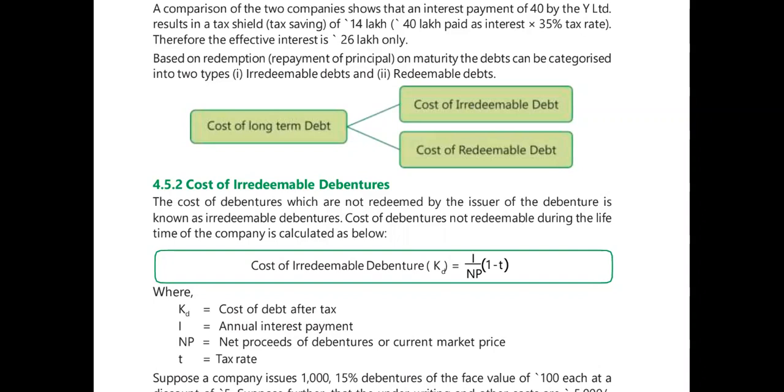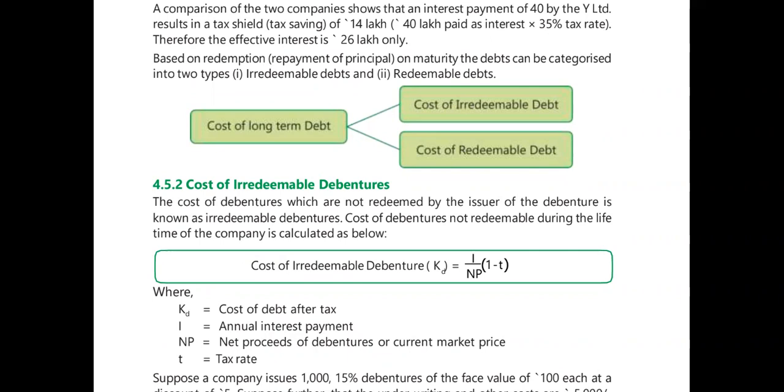Dear students, in this video, we are going to study about cost of long-term debt and cost of debenture. Cost of debenture is classified into two types. First is cost of irredeemable debt and second is cost of redeemable debt. The cost of irredeemable debenture is the cost of debentures which are not redeemed by the issuer of the debenture.